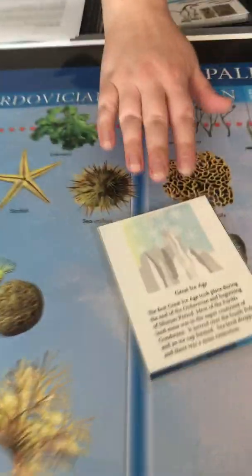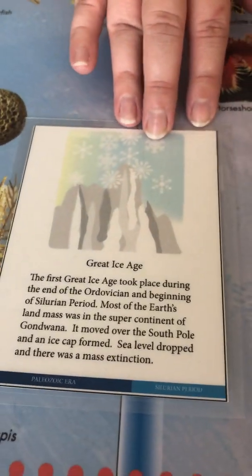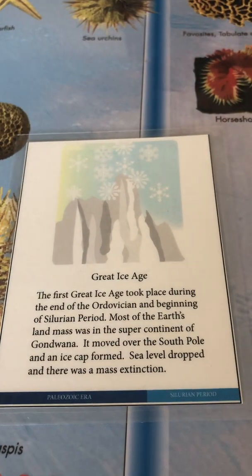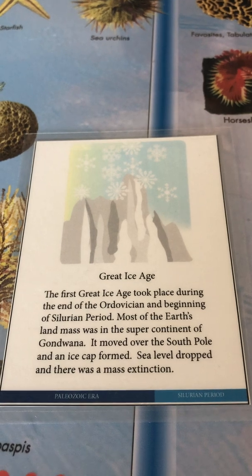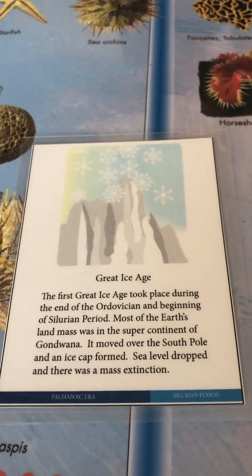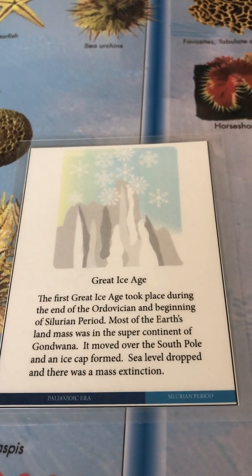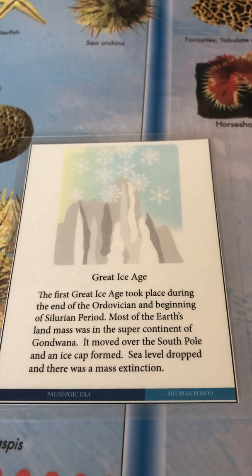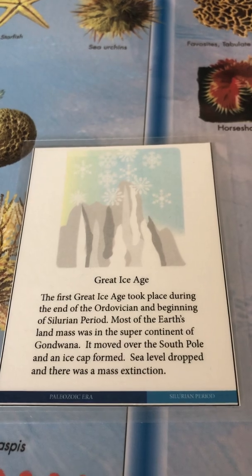So here's my card for the first great ice age. I'll kind of push that down there. There we go. So what happened is that there was a really big extinction. A lot of animals went extinct because there was simply less ocean for them to live in and more land. So a lot of animals went extinct.